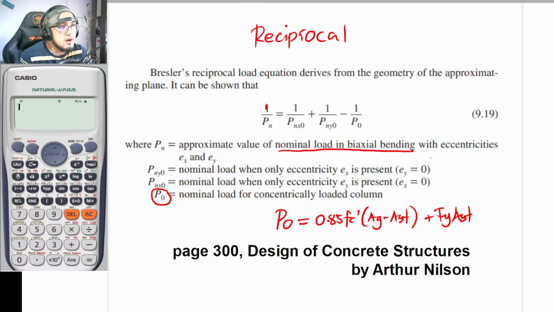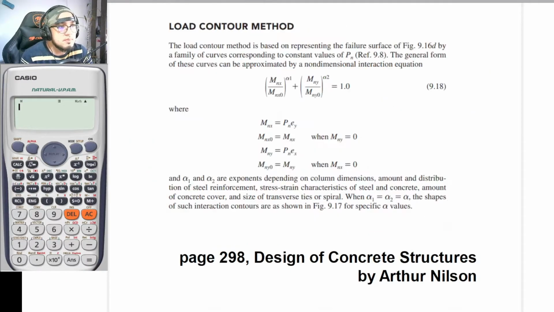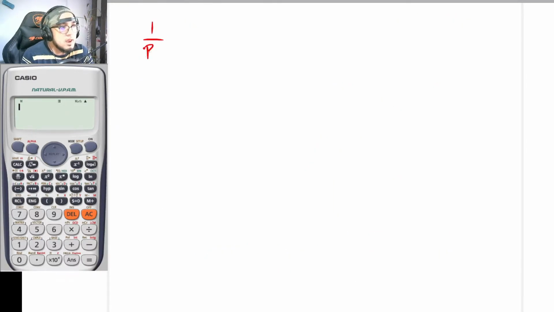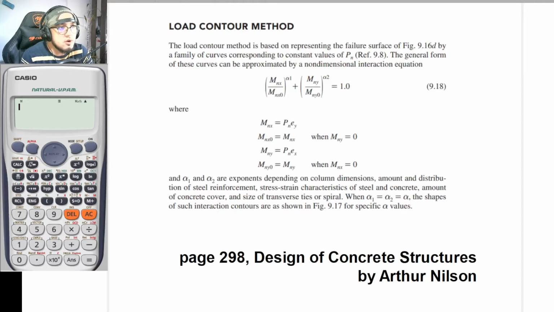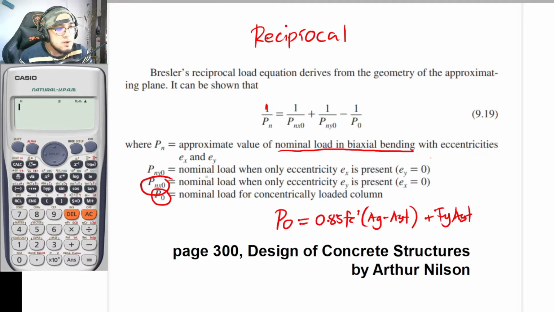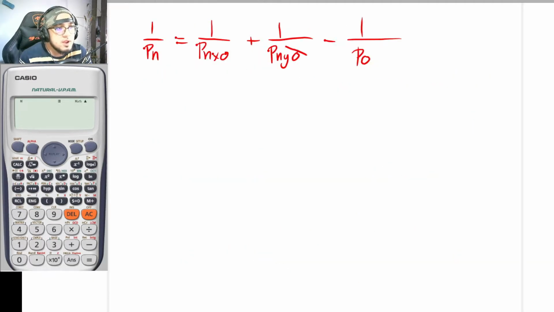Okay, so let me repeat. I'll copy this equation to the very first slide. So 1 divided by Pn is equal to 1 divided by Pnxo plus 1 divided by Pnyo minus 1 divided by Po. So what do we need to solve here? We solve these three to get the Pn of the biaxial. For our Pnxo, it is said here that Pnxo is the nominal load when only eccentricity Ey is present, and Pnyo is the nominal load when only eccentricity Ex is present. So now, let's solve this Pnyo first.